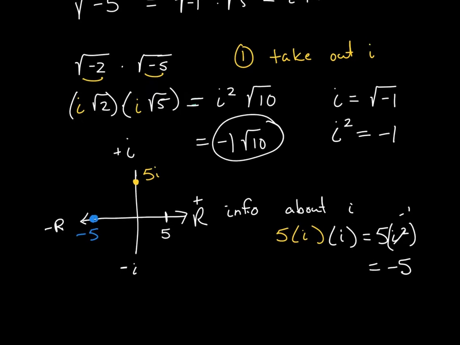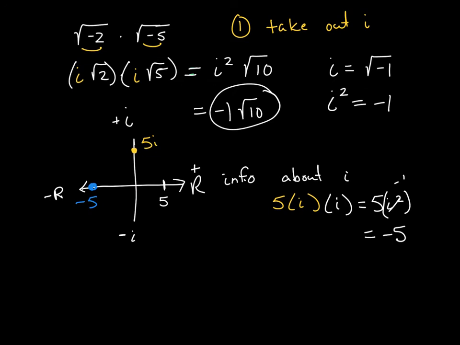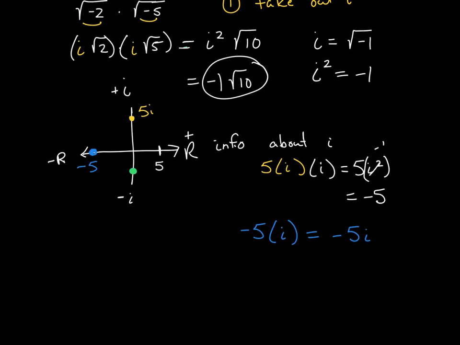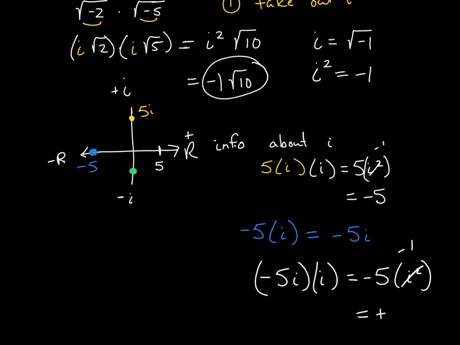If I take that -5 and multiply it times i again, that gives me a -5i. And now I'm down here. And if I do this one more time, and I take that -5i and multiply it times i one more time, I get -5 times i squared, and i squared is -1. Well, guess what? That's -5 times a -1, which is a +5. So now I'm back to where I started.